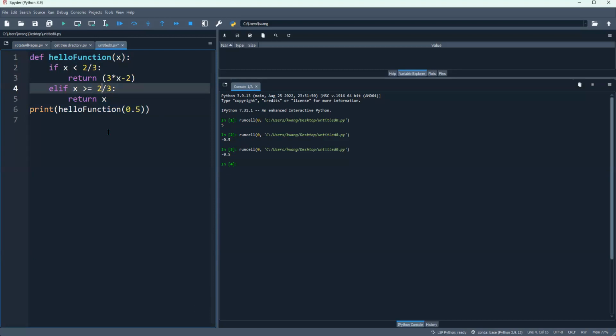So piecewise functions are just coding. Yeah, you can make as many conditions as you want. Okay, good.